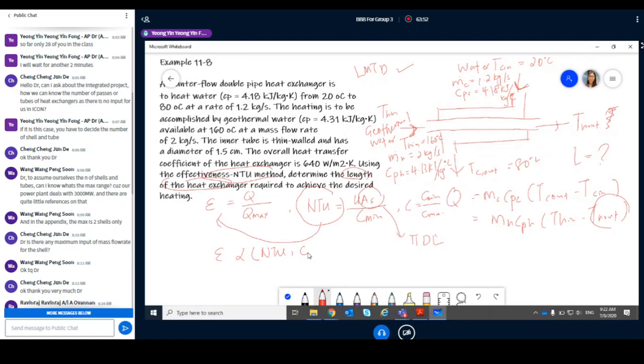Always start with determining C mean. Then you will calculate CC, MC, CPC, which is equal to, and then it is equal to, then CH. This one is always the very first step for the effectiveness NTU method. So if sometimes you panic, do not know how to start, this one always gives a very good hint for you.